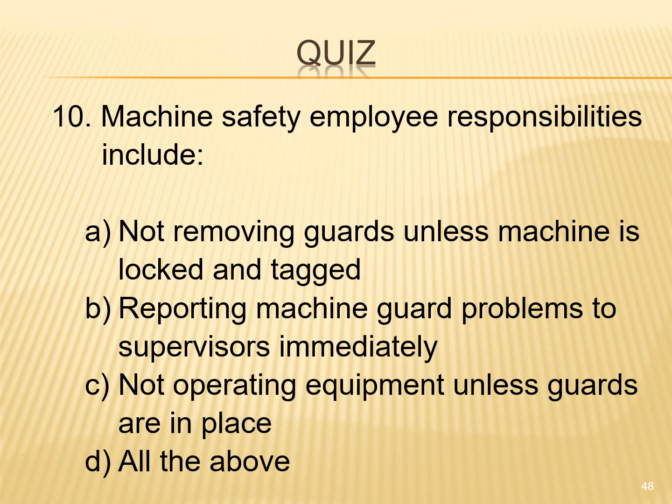And the final question, number 10. Machine safety employee responsibilities include A, not removing guards unless machine is locked and tagged. B, reporting machine guarding problems to the supervisor immediately. C, not operating equipment unless guards are in place. D, all of the above. This completes the quiz portion of the presentation.